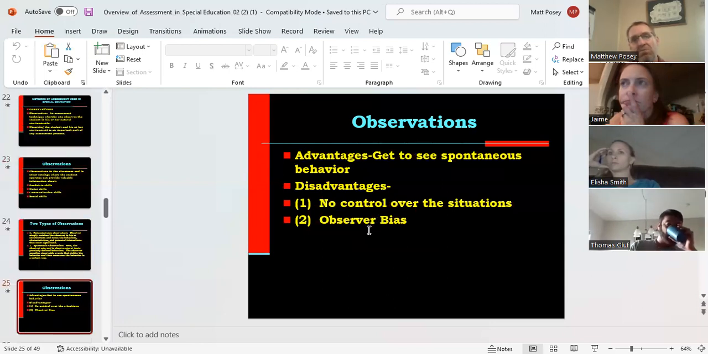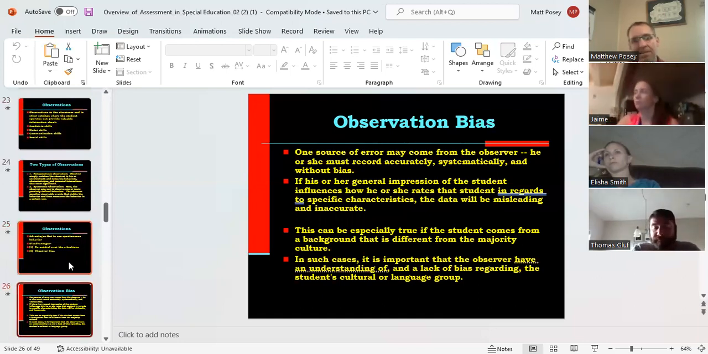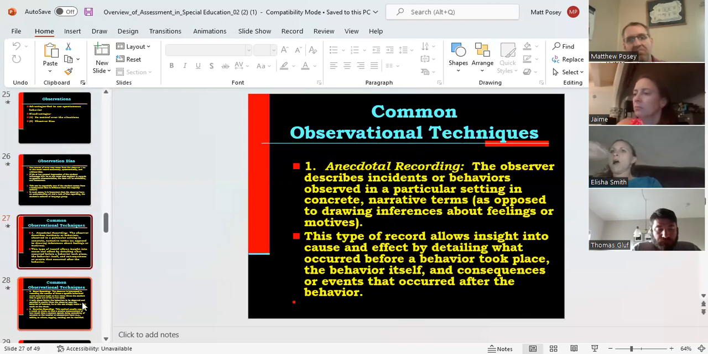And then also a disadvantage is observer bias, which we get into testing bias and things like that later on. So there could be errors that are recorded from the observer, just general impressions misconstrued, or how the observer perceives them. Those are just some examples of bias.